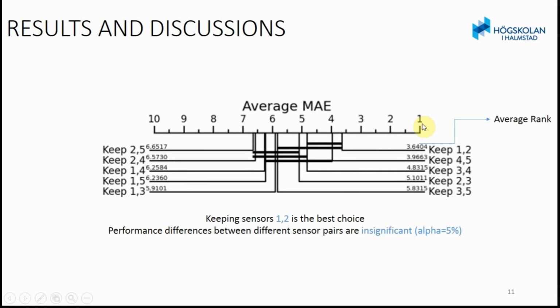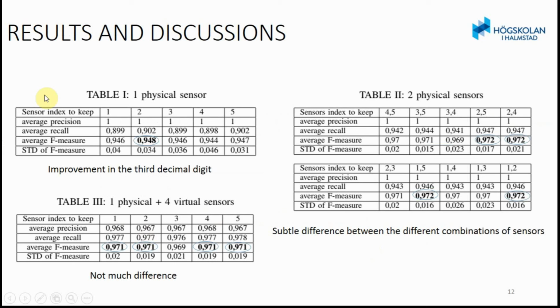And you can see the result of choosing the best pair of sensors based on the average MAE. You can see the average rank of keeping 1 and 2 is the best, so keeping 1 and 2 is the best choice, and the performance differences between different sensor pairs are significant. We set the significance level alpha to 5%, and these tables are the results of our experiment.